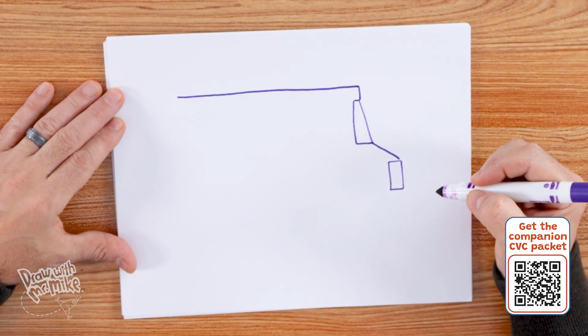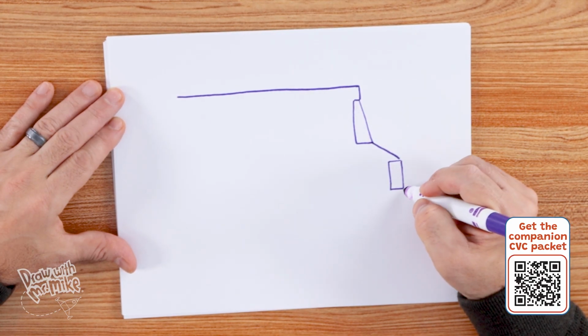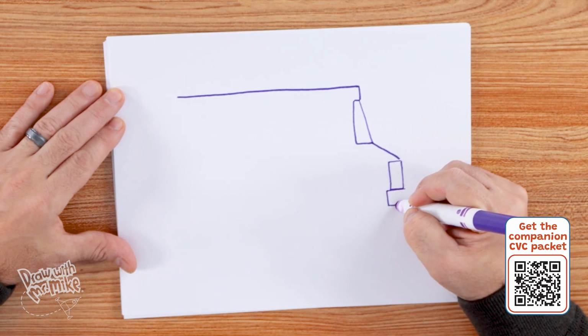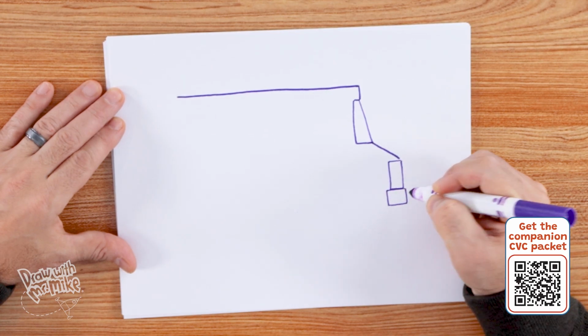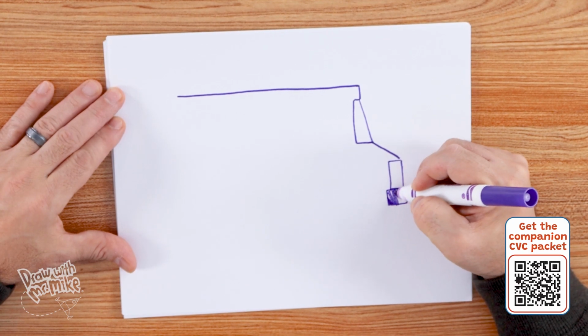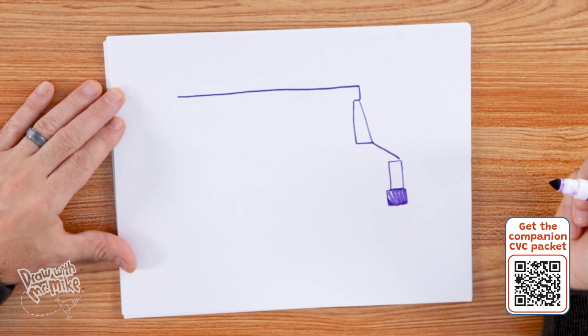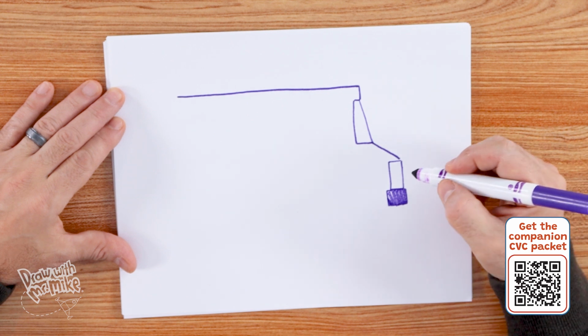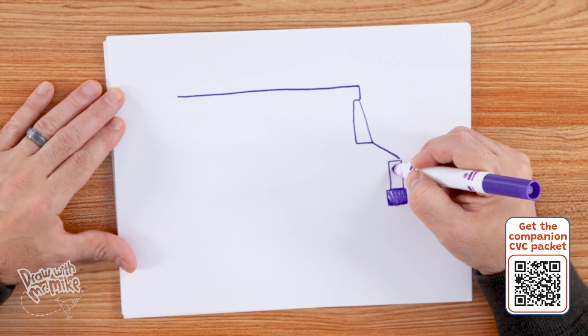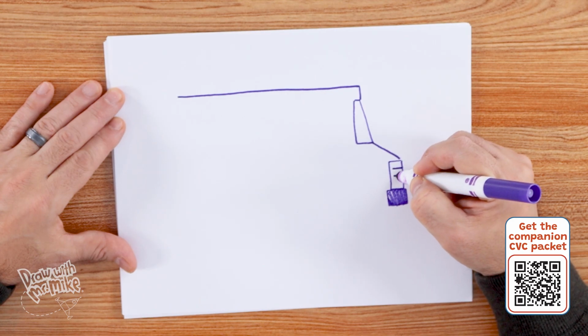Now we'll draw a square. Let's put the square right here. Let's color that square in. Now we're going to add 3 lines on the front, on this rectangle here. This is the front of the bus.